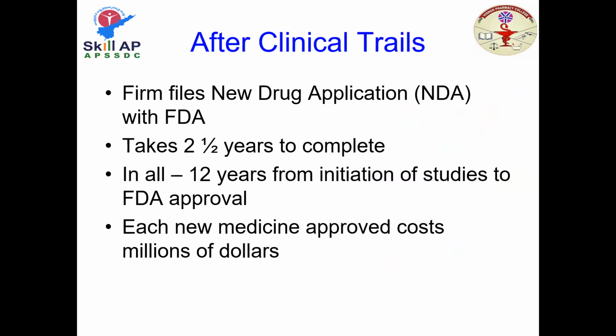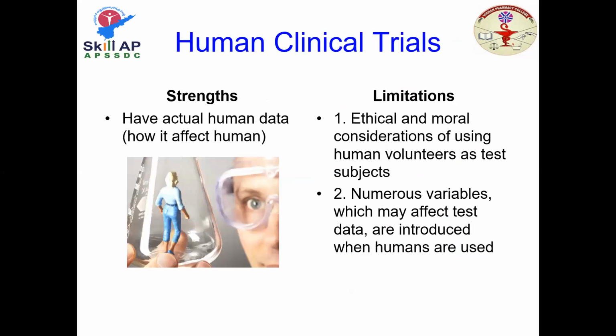After this, based on the summarized data that we have got, we should apply for the new drug approval, a new drug application to the FDA. It takes around 2.5 years to complete.